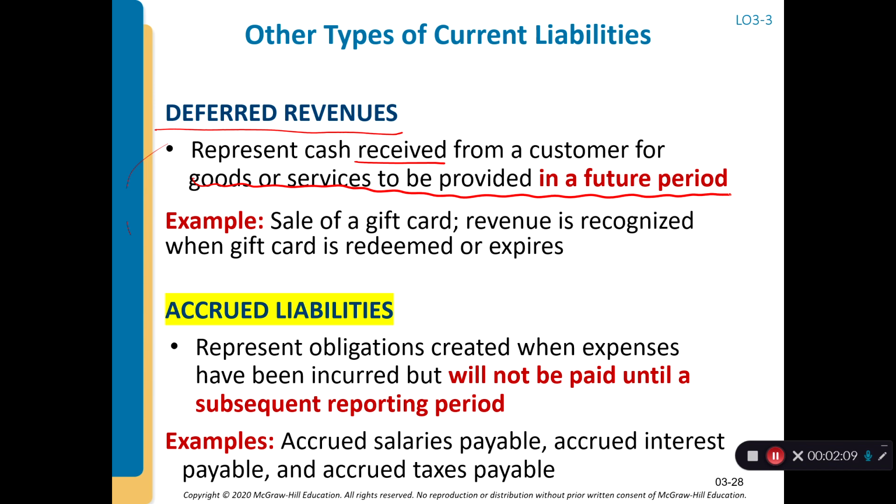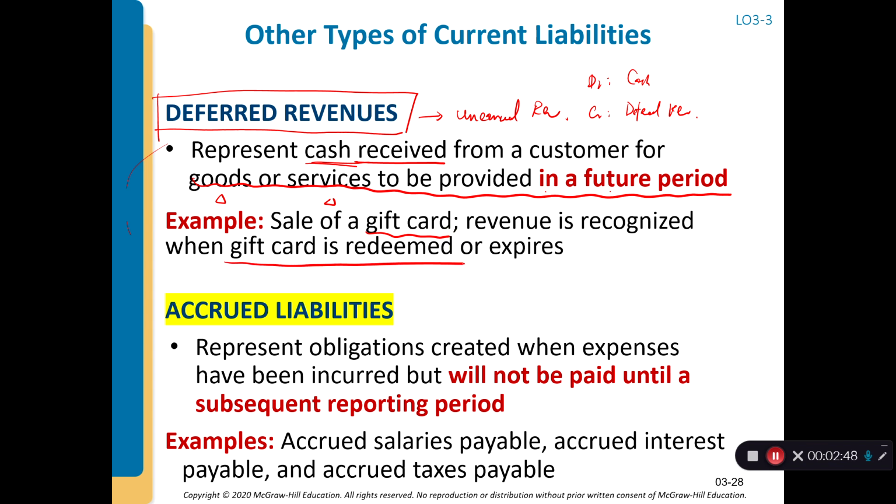This deferred revenue can also have another name. It can be called unearned revenue, right? So it means that you receive money from people, but you did not provide the goods or services to them, and you promised to do that in a future period. So this will become a liability to you: debit cash and credit deferred revenue. For example, with the sale of gift cards, revenue is recognized when the gift card is redeemed or expires.